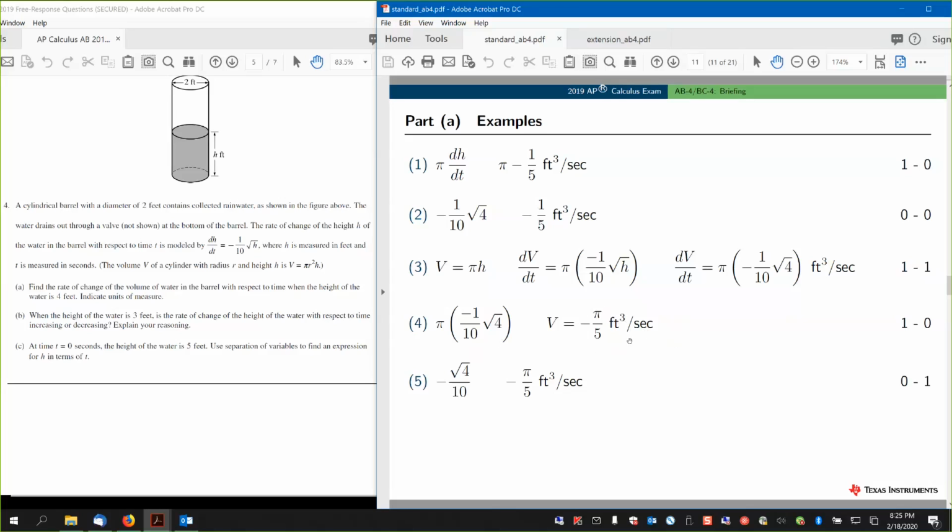And finally, down here in example 5, this is a little bit of professional judgment, but the student has not conveyed enough to me of the derivative of V with respect to t. But they have given me a final answer that's correct, with very minimal supporting work. So I think if I were grading this, I'd probably give that a 0-1.